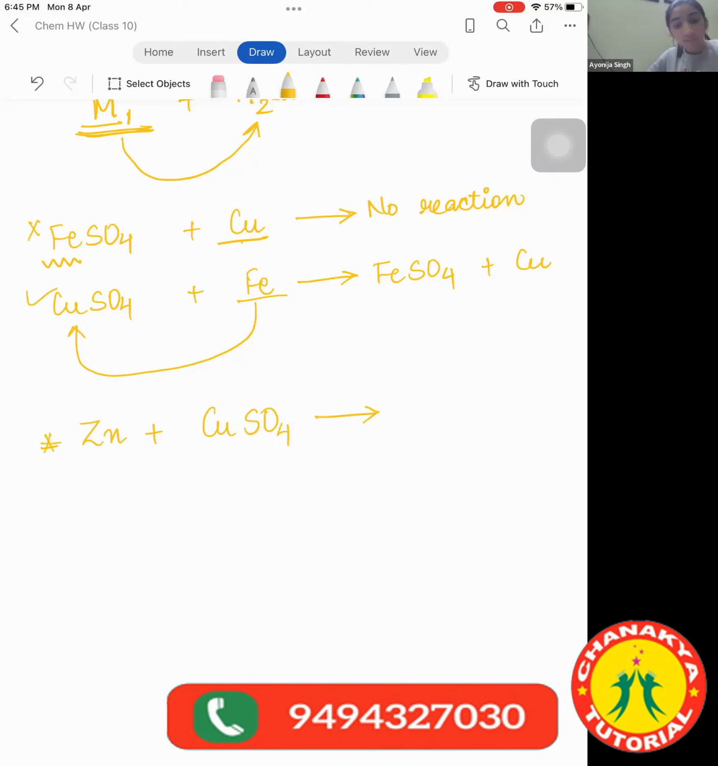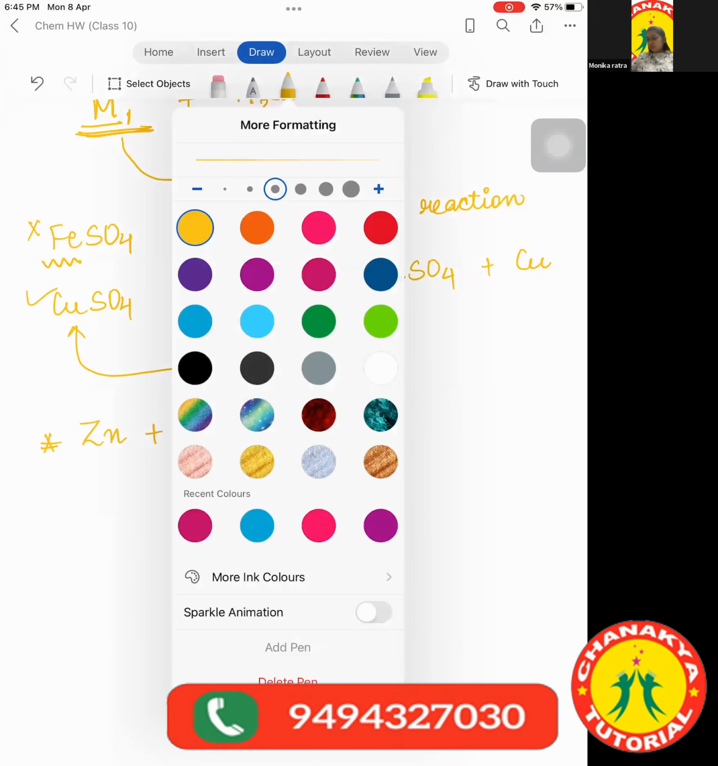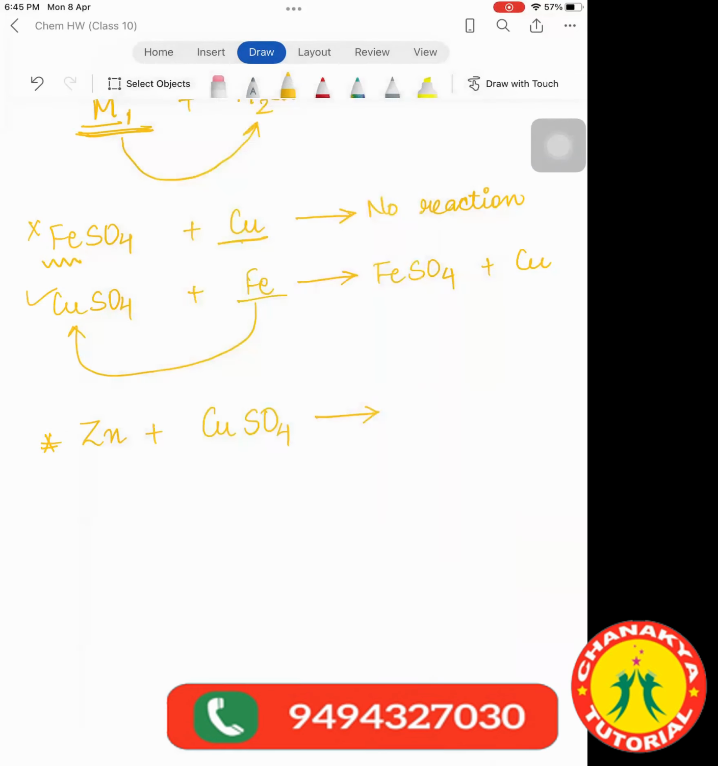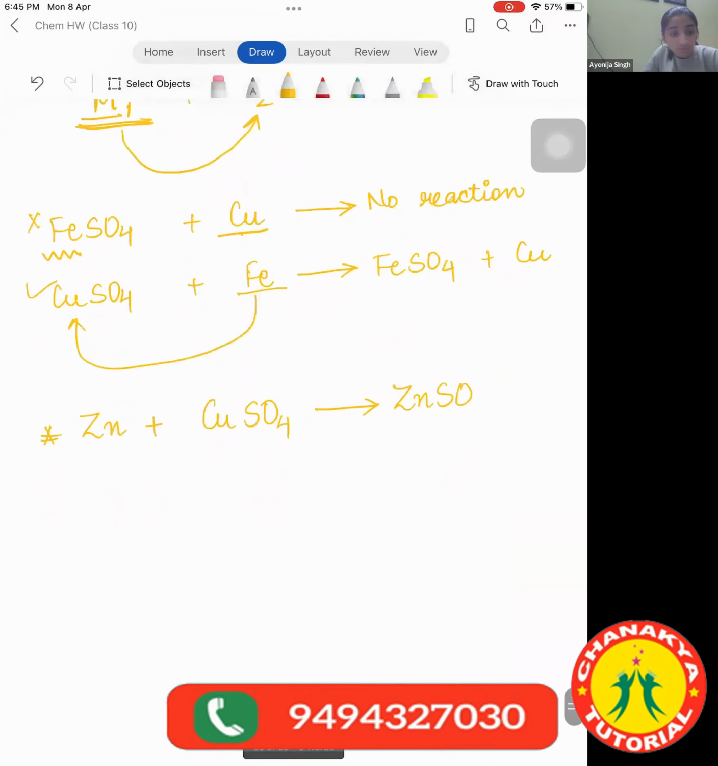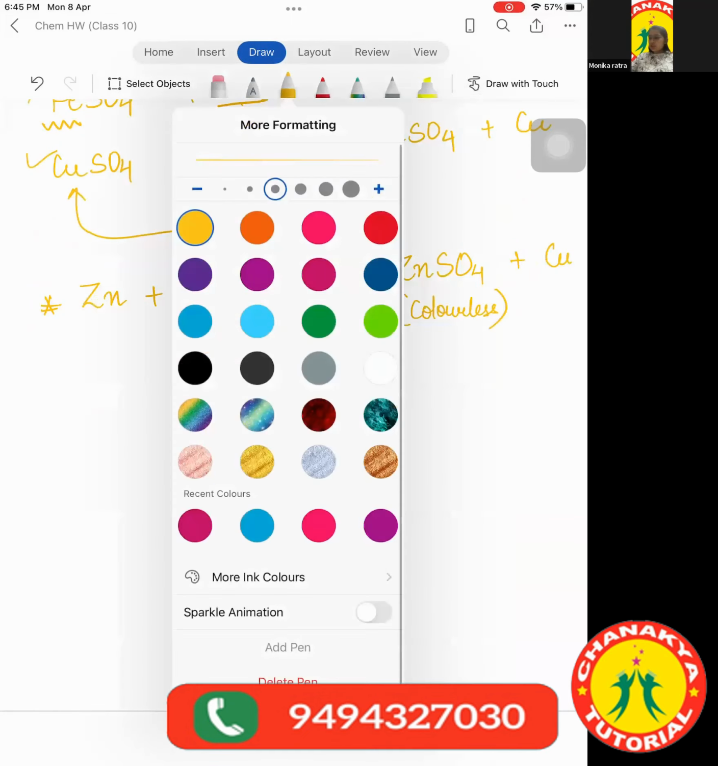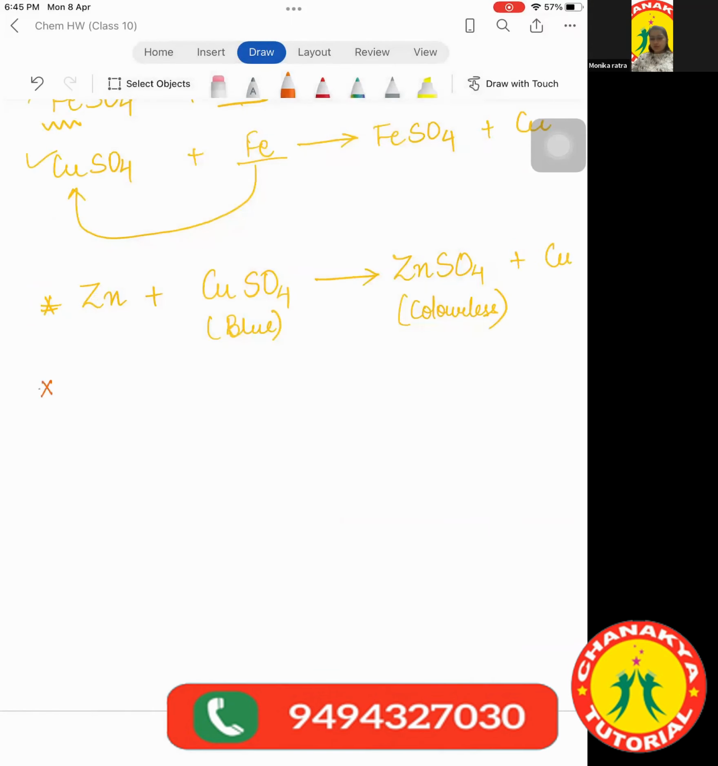Ma'am, it will take place. What are you going to form? What is going to be formed? Ma'am, ZnSO4 plus Cu. Now, children, this is blue in color and this is colorless. You can note down the color changes because sometimes you are asked about these also.